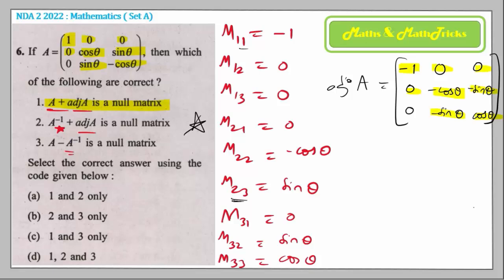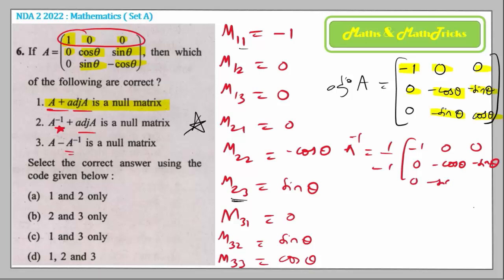To know about A inverse, expand across the first row, you see that the determinant is minus 1. So when you apply the formula, A inverse will be 1 upon minus 1 into the adjoint above, meaning minus 1 0 0, 0 minus cos theta minus sin theta, 0 minus sin theta cos theta. When you apply the minus sign inside, A inverse will become 1 0 0, 0 cos theta sin theta, 0 sin theta minus cos theta.